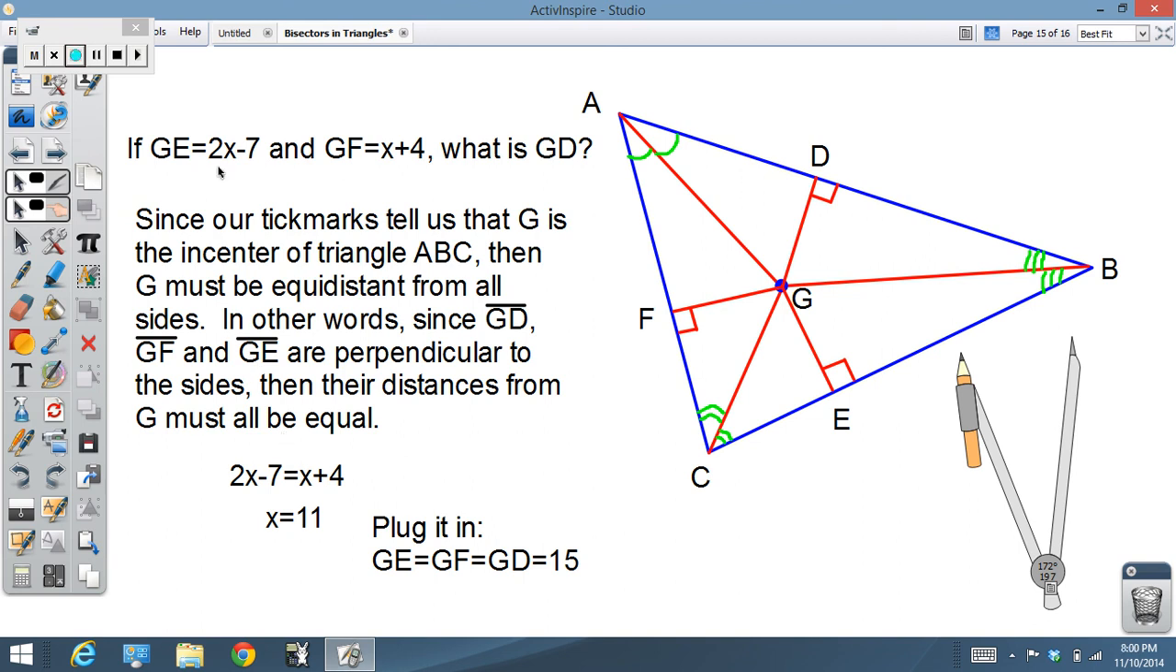So we set these two expressions equal to one another. We solve, we find that x is 11. We plug them in, we find out that each of these distances, this one is 15, as is this one, as is this one. All right, makes sense?